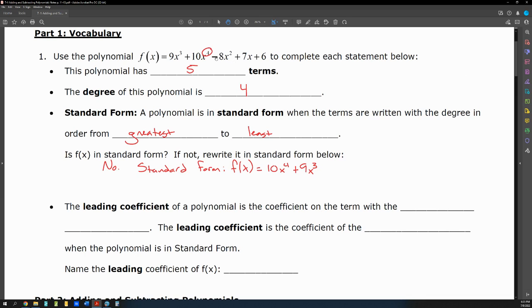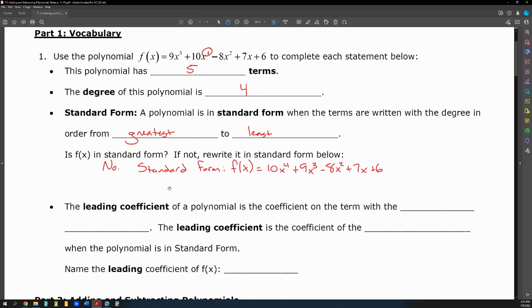Now my x squareds, we have a negative 8x squared, so we minus 8x squared. Now our x's, we have a positive 7x, so plus 7x. And finally, our constant term, which is the number without an x, plus 6. Now this is in standard form, descending power order. We have powers of 4, 3, 2, 1, and 0. So see how these exponents decrease from left to right.